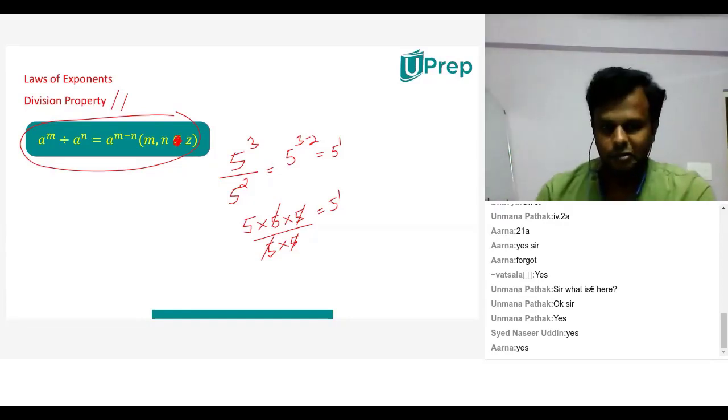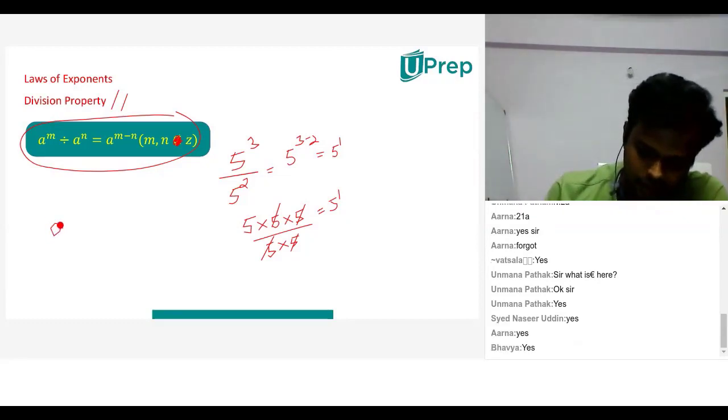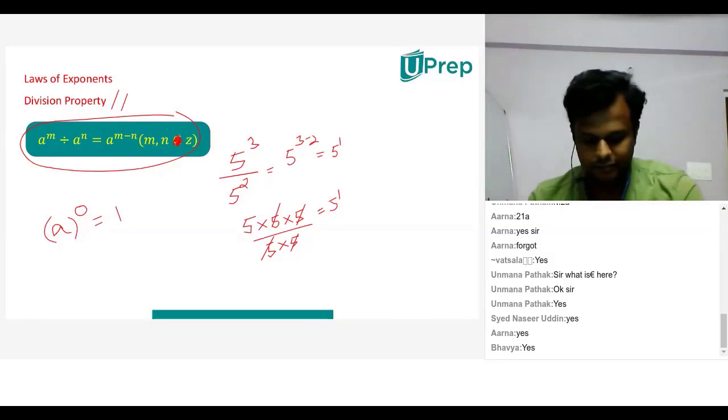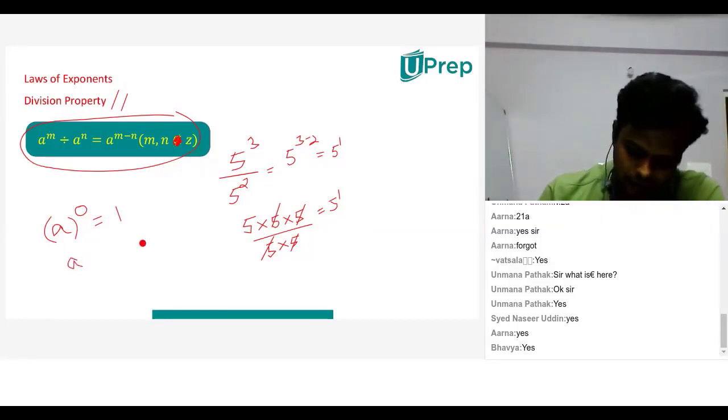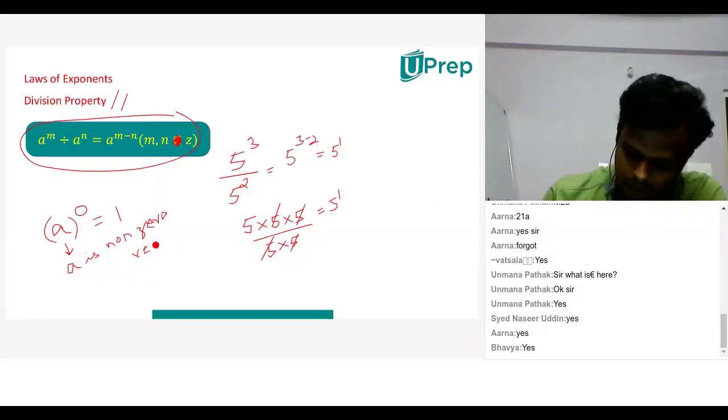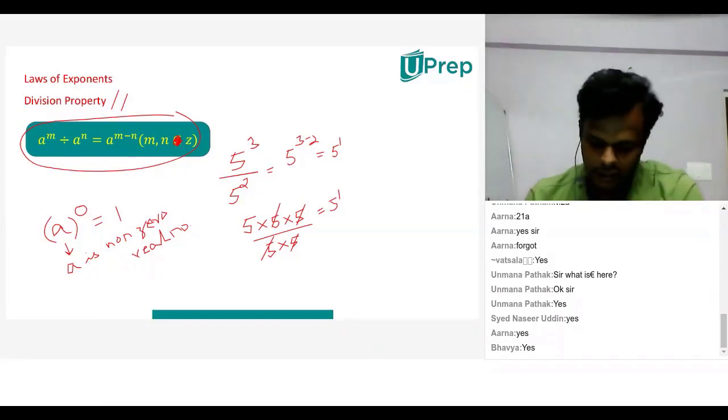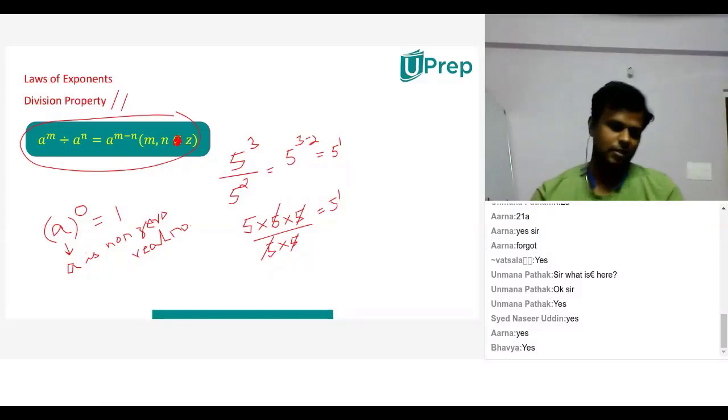Okay. So I want you guys to make a note of a point here. I would say that if A is any non-zero real number and its power is zero, it is one. If A is zero, I will not talk about this. Here A is a non-zero real number. A power zero is one. Children, please keep this in mind.